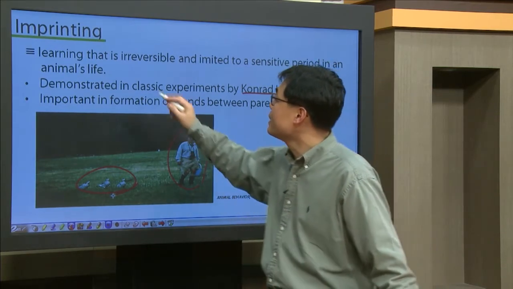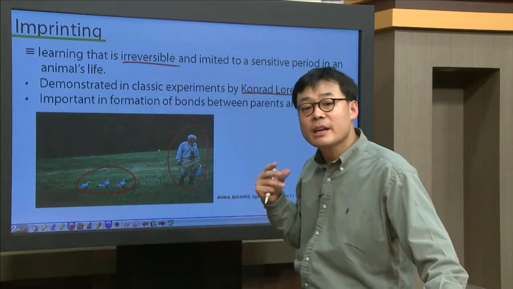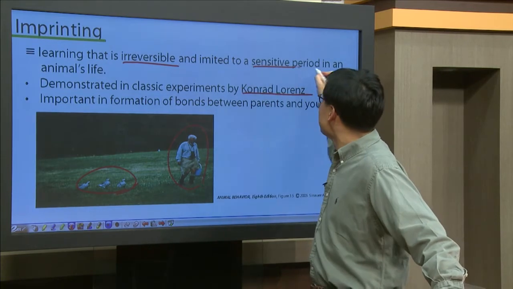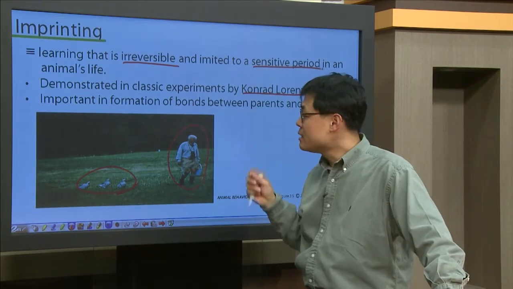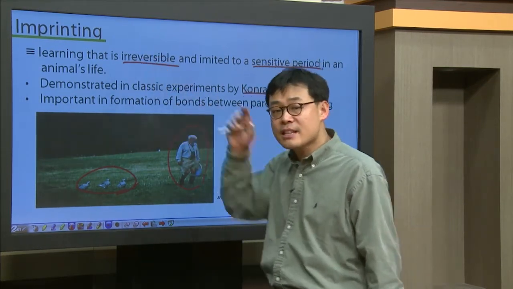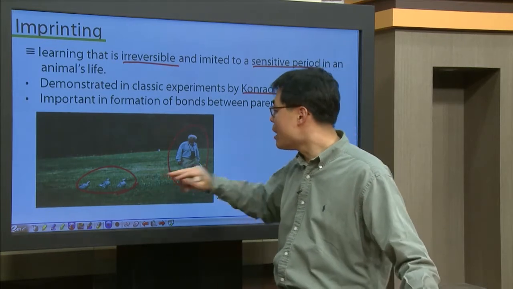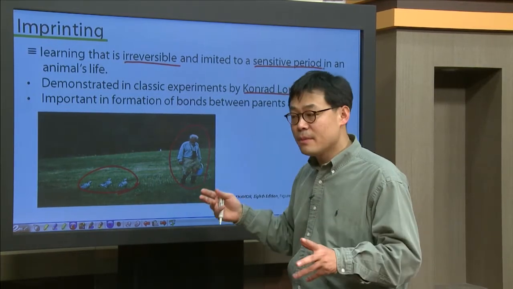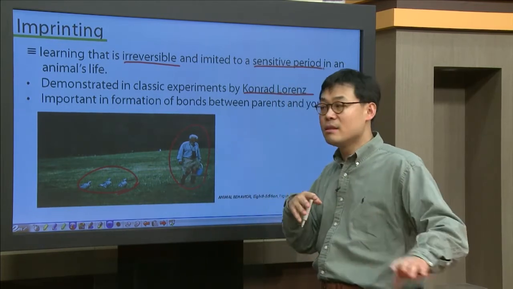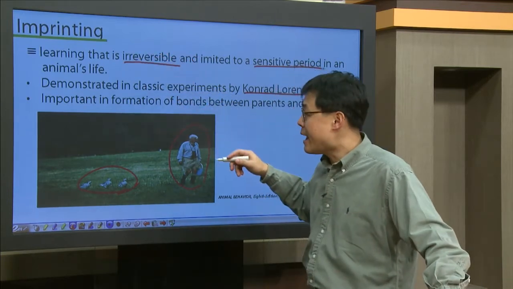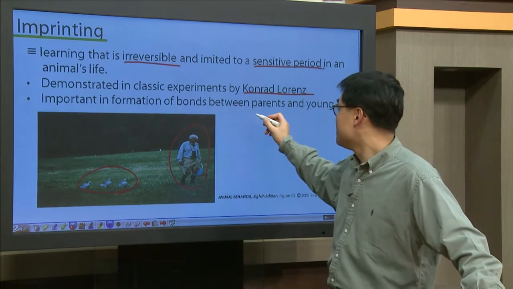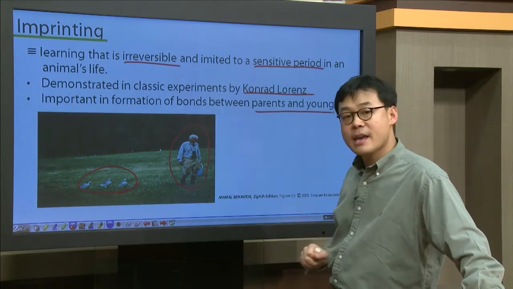So imprinting is irreversible, cannot change, cannot go back, okay, irreversible and limited to a sensitive period in an animal's life. You have just a very tiny time window in which the imprinting occurs. That's like real rapid learning, so that you learn, okay, this person is your mom, and then if that period, maybe just a day or two, passes, then the imprinting cannot occur again. And this is important information about bonds between parents and young in animals.